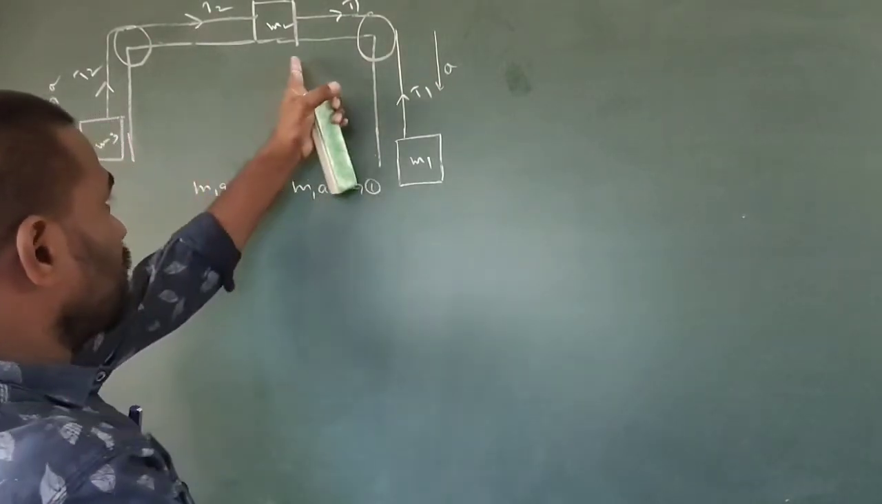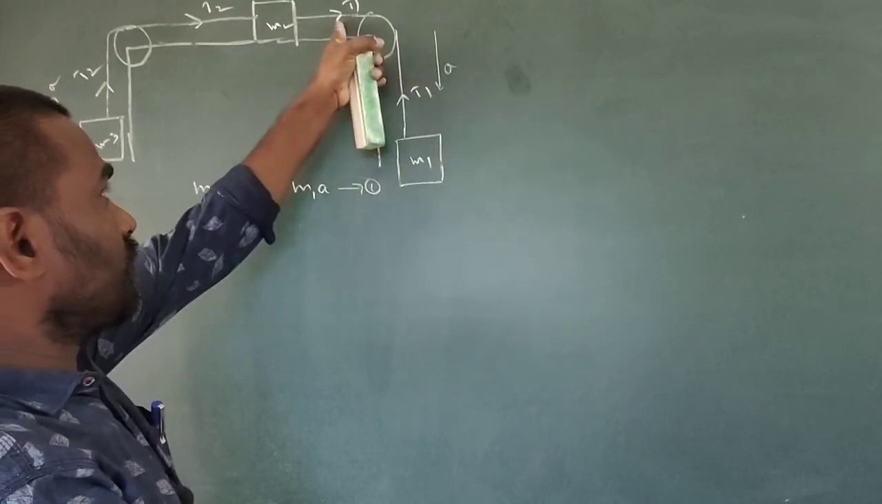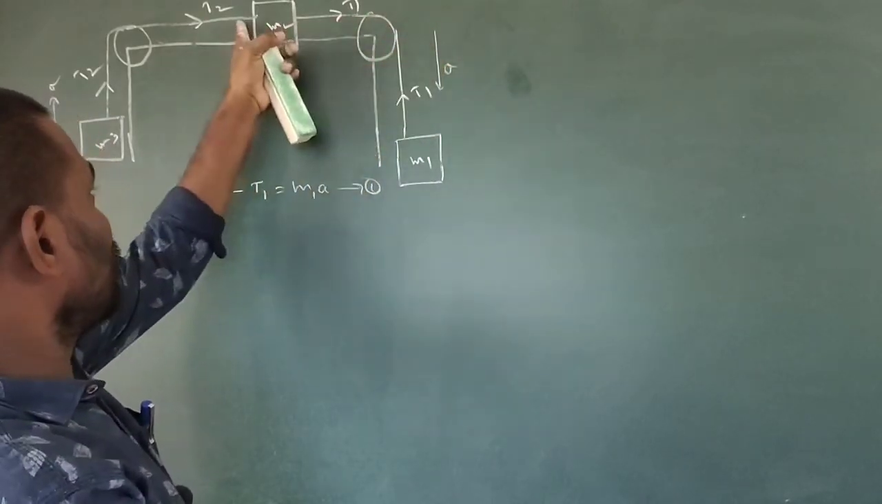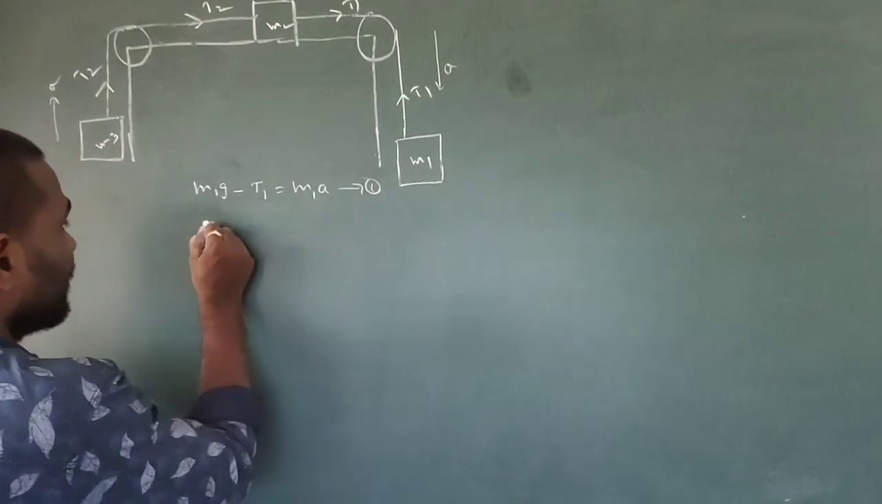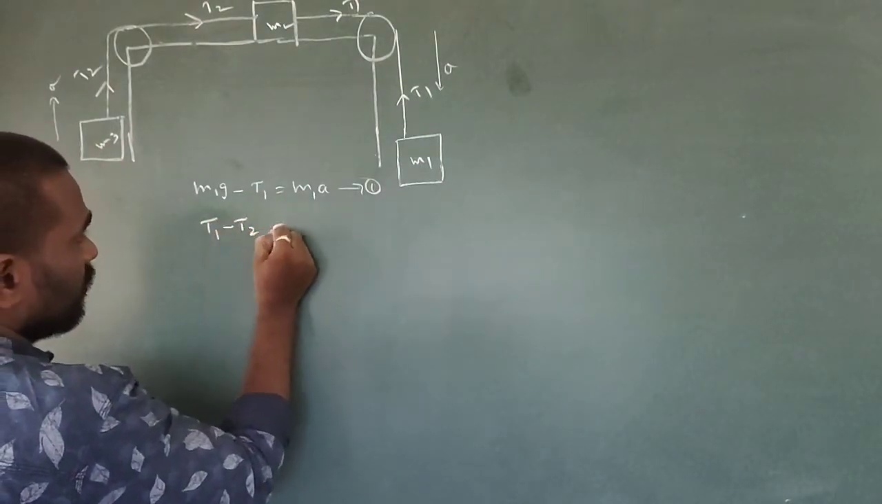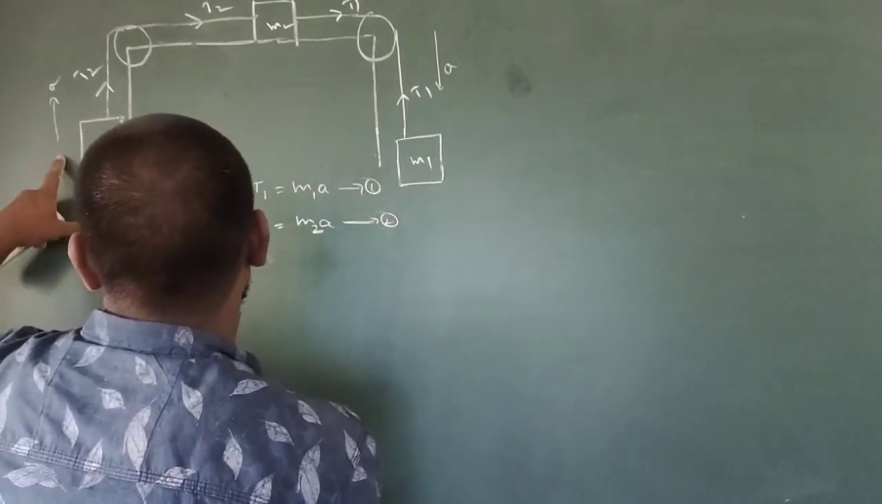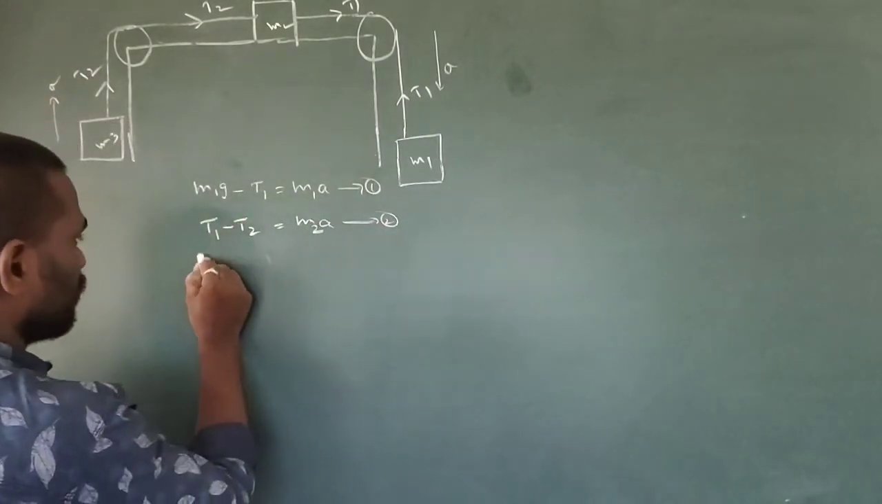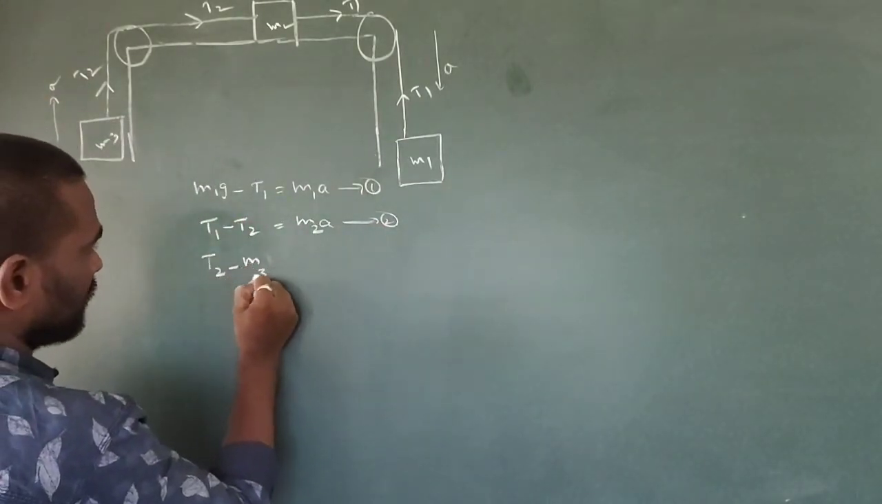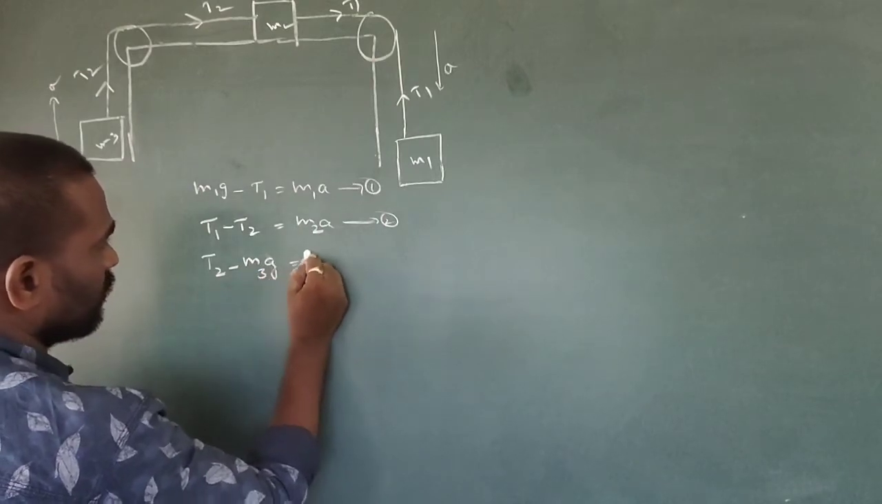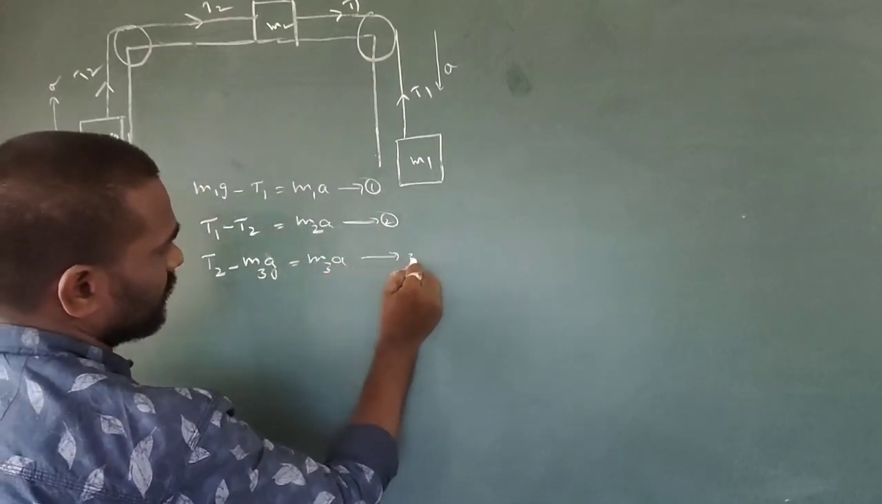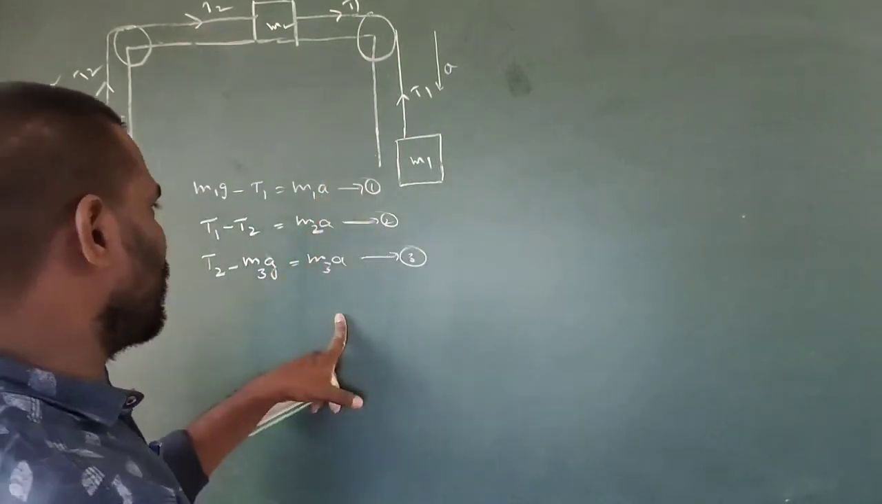The next body, the second body, is moving in the rightward direction, so the T1 force acts in this direction and the T2 force acts in the backward direction. That's why T1 minus T2 is equal to m2a, that is equation number 2. And the m3 body is moving in the upward direction, that's why T2 minus m3g is equal to m3a. Yeah, this is equation number 3.